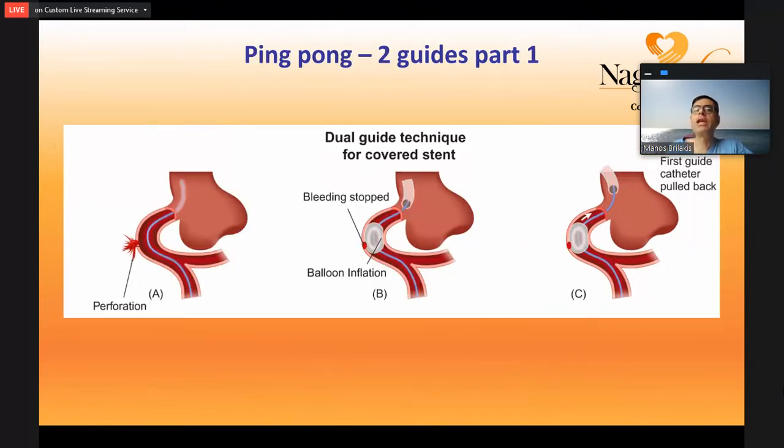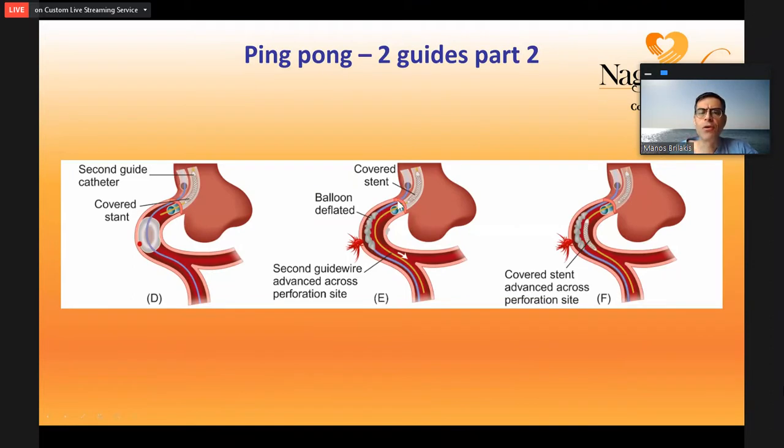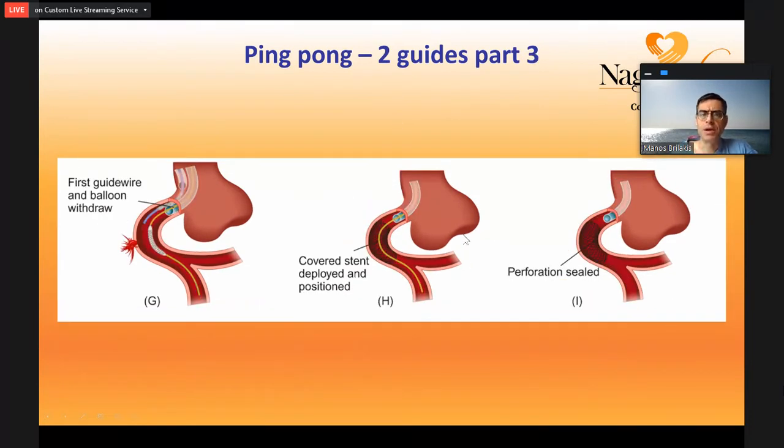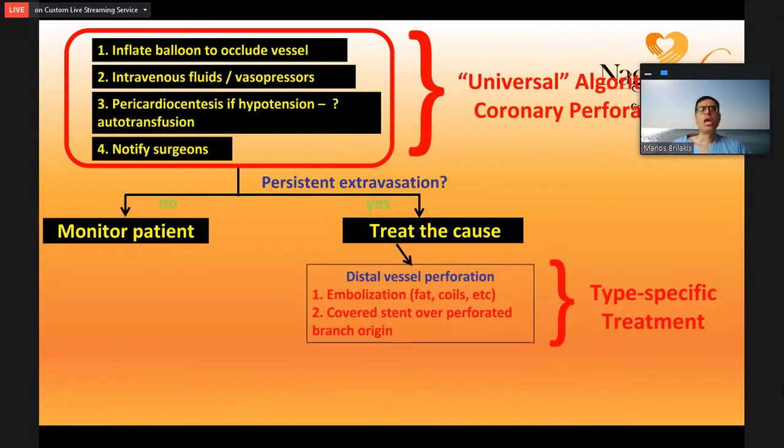If you cannot deliver the covered stent through the same guide catheter, what you can do is get a second guide catheter. So you have the balloon up from the initial guide catheter, you pull the guide catheter back, so you open up the ostium of the vessel, and then you get a second guide catheter, same as before, deflate the balloon, advance the guide wire, reinflate the balloon if needed, deliver the covered stent, remove the first balloon, deploy the covered stent, and treat the perforation. Now, when it comes to the distal vessel perforation, there it's different.